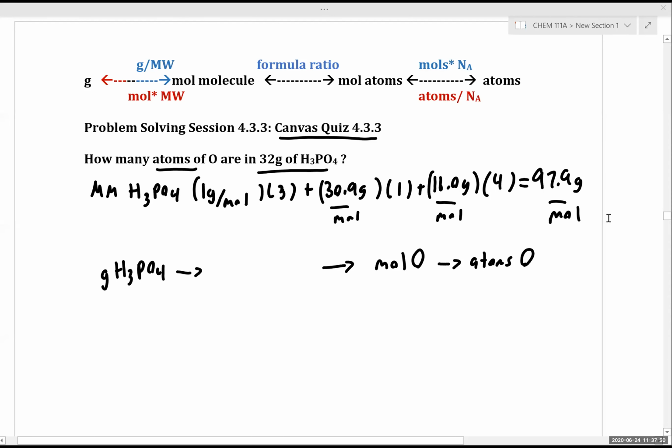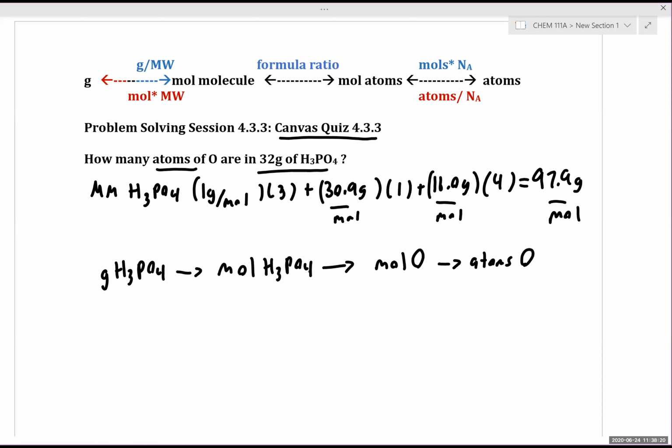How do we calculate the moles of oxygen if we're given the mass of phosphoric acid? What unit? Moles of phosphoric acid. Yep, exactly right. So we're going to calculate the moles of oxygen from the moles of phosphoric acid, which we can get from the grams of phosphoric acid. So now that we have this problem laid out for us, let's execute.